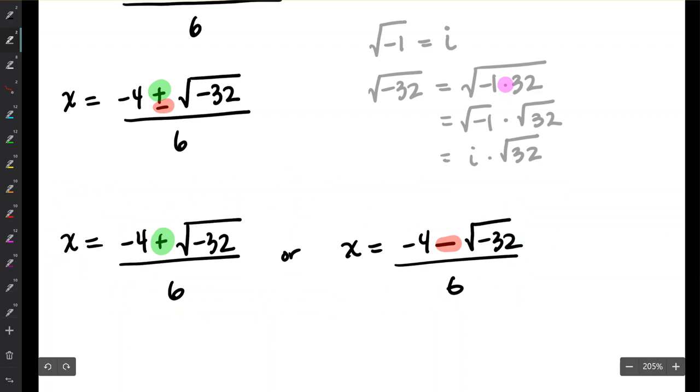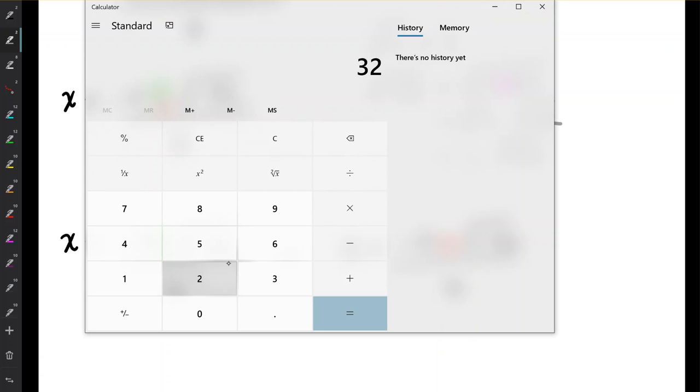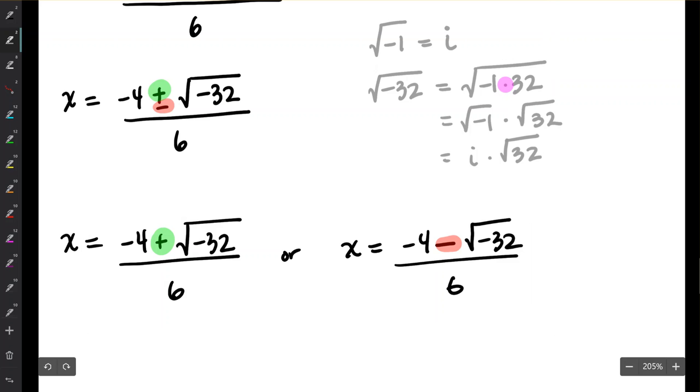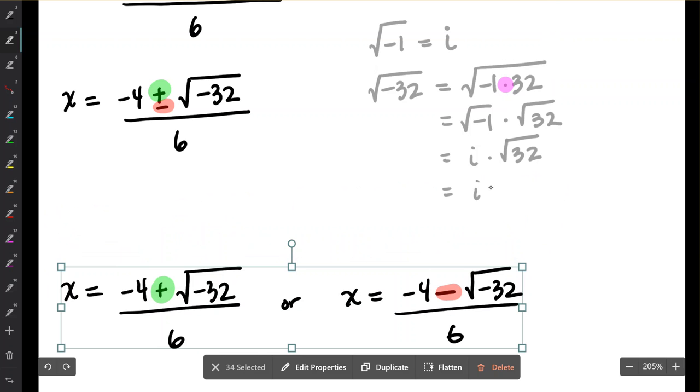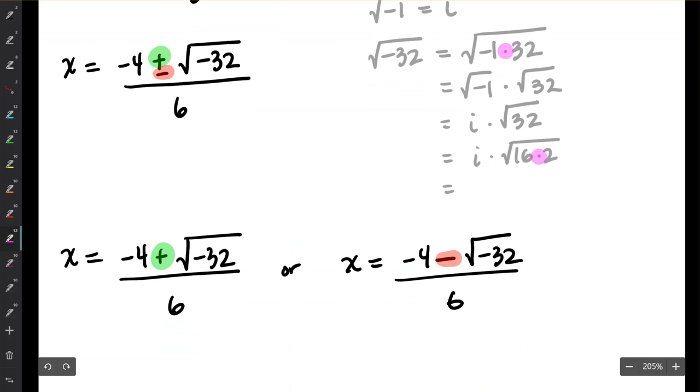And 32 has a perfect square factor in it, right? So 32 is divisible by 4. But notice how we still have another perfect square in there. 8 is also divisible by 4. 32 is divisible by 16. 32 is 16 times 2. So I'm going to take this a step further: 16 times 2, and use my product property one more time. Oops, that one I wanted highlighted. One more time.